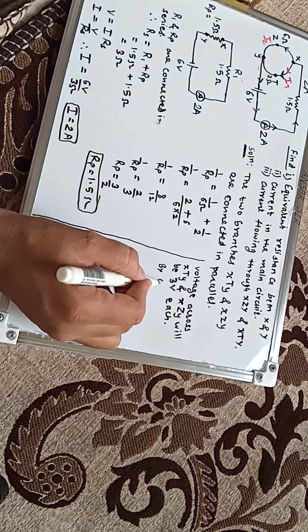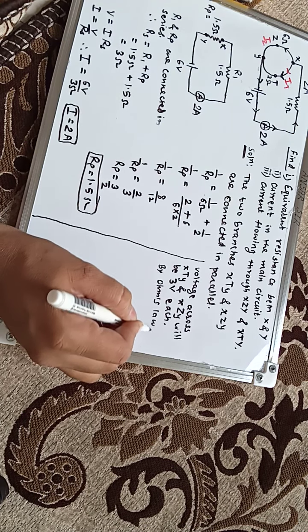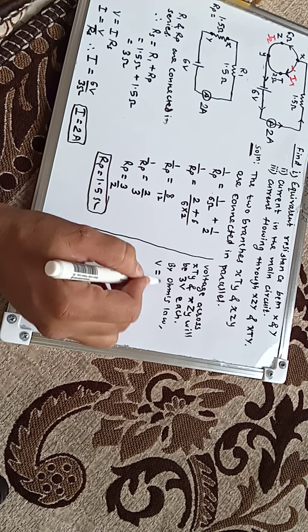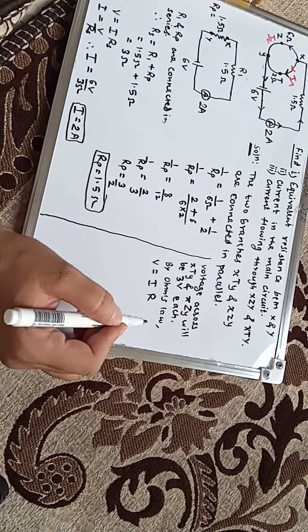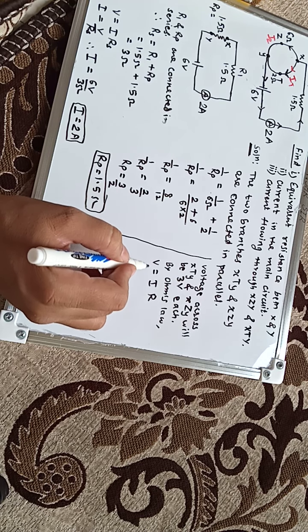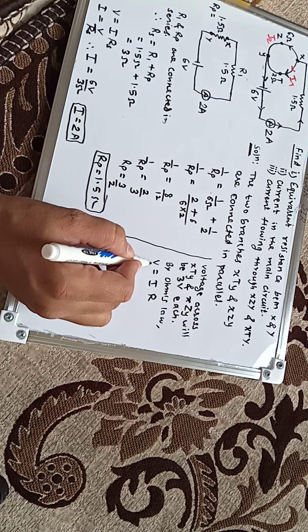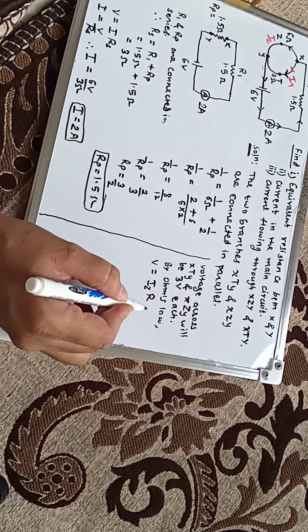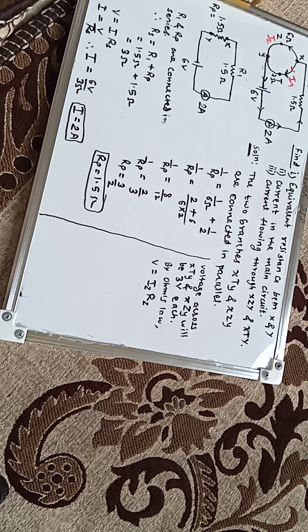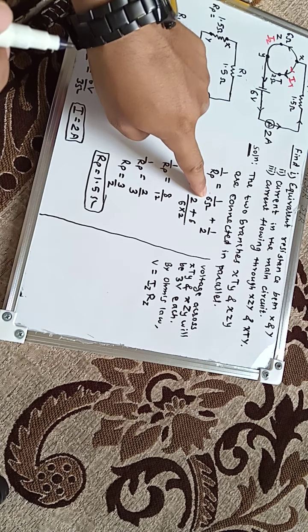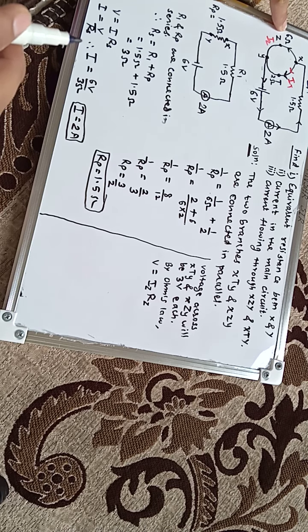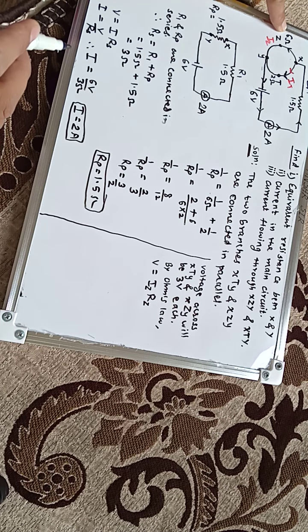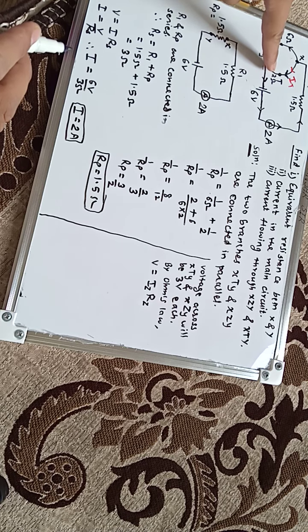By Ohm's law, we can write V is equal to IR. So here V is 3 volts, and instead of I we will write IZ, and here we will write RZ. What is RZ? The resistance of the 6 ohm branch. We will call this resistance RZ, and we will call this resistance RT.